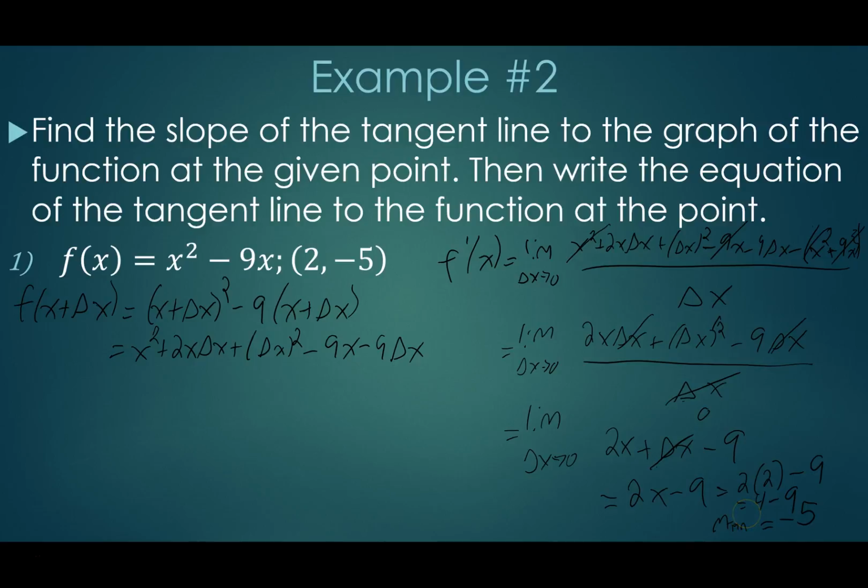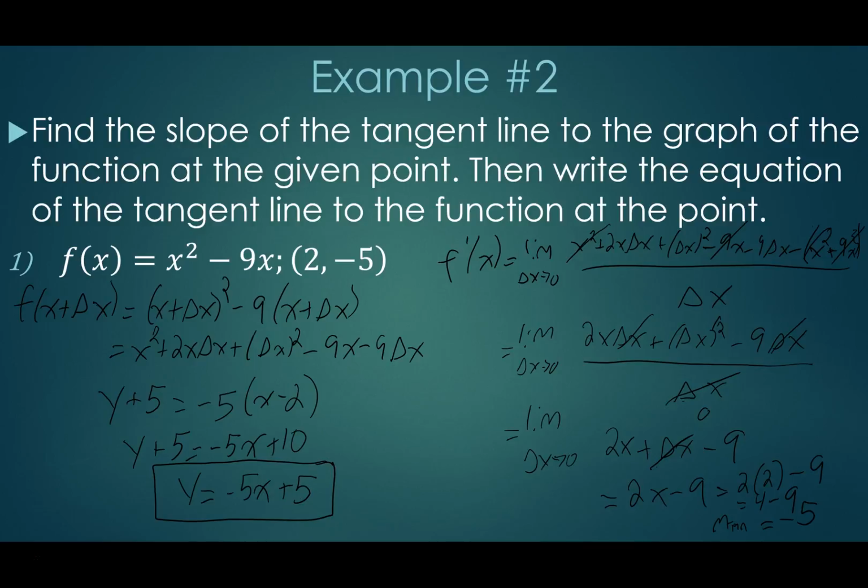It's negative 5. I again plug into my point-slope form. So y plus 5 equals negative 5 times x minus 2. y plus 5 equals negative 5x plus 10. Subtract the 5 over, y equals negative 5x plus 5. That's the equation of our tangent line to the function at that particular point.